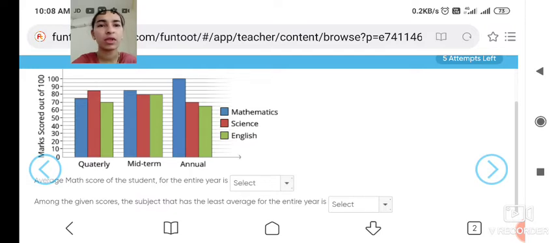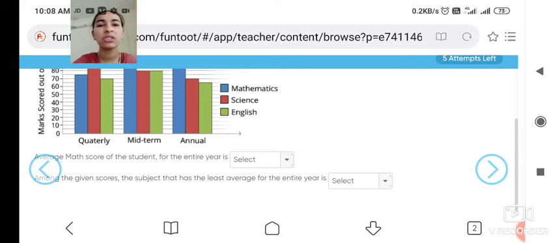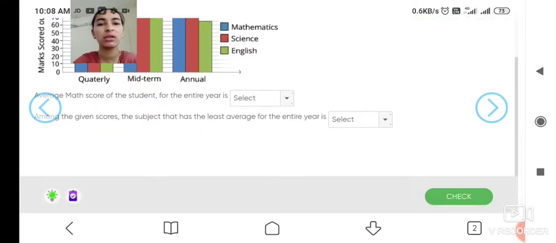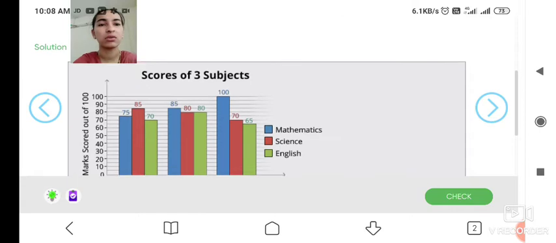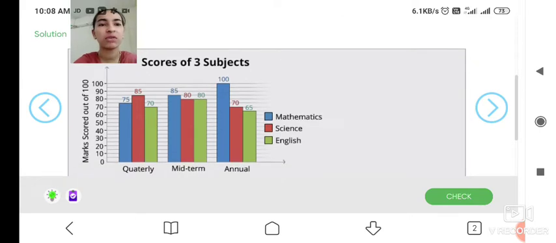The next is, among the given scores, the subject that has the least average for the entire year is. Now you have to take the yearly average of science and English also. Just as we did for mathematics, do the same for science and English. Okay students, you will get the answer. Now see, 75, 85, 70, which column indicates which one? It is already given in the bar graph.